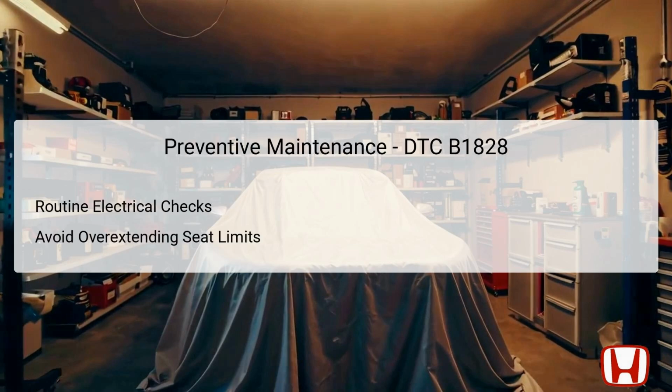To prevent the recurrence of DTC B1828, routine electrical checks are paramount, especially within the seating mechanism power supply and related connections. Keeping an eye on the condition of wiring harnesses and connectors can avert potential issues before they manifest as trouble codes. It is also advisable to remind drivers not to extend the seat beyond its mechanical limits during adjustments, minimizing wear on components.